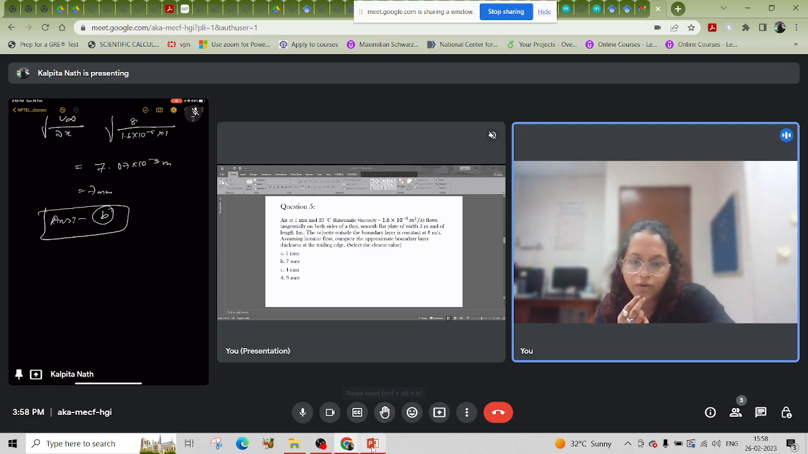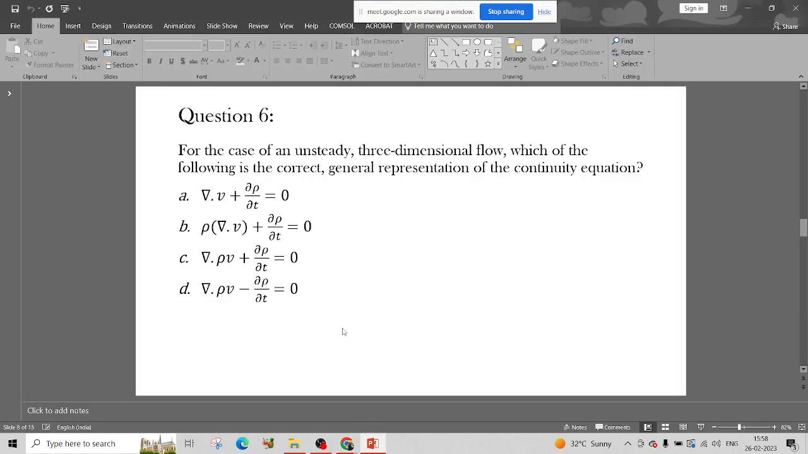Okay. So let us proceed to the next question. Next question is rather simple. What is the case for the case of unsteady three-dimensional flow? Which of the following is the correct general representation of the continuity equation? So the correct representation will be C, right?